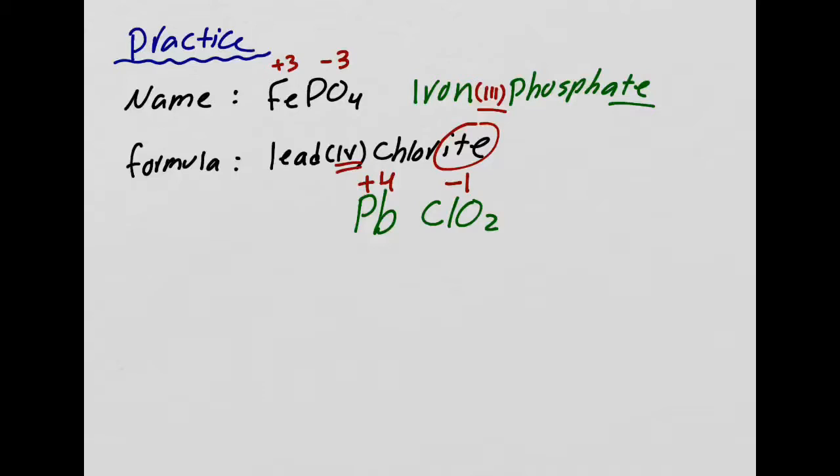All right. Now what do we do? We're going to cross multiply the charges like we've done before. Nothing fancy at all. We've done this before. If I do that, I get Pb1. We don't write the 1. And then ClO2, 4. And I have to put a parenthesis, so these two numbers are not going to be mixed together. That means I have 1 Pb and 4 ClO2. So this is lead 4 chloride.